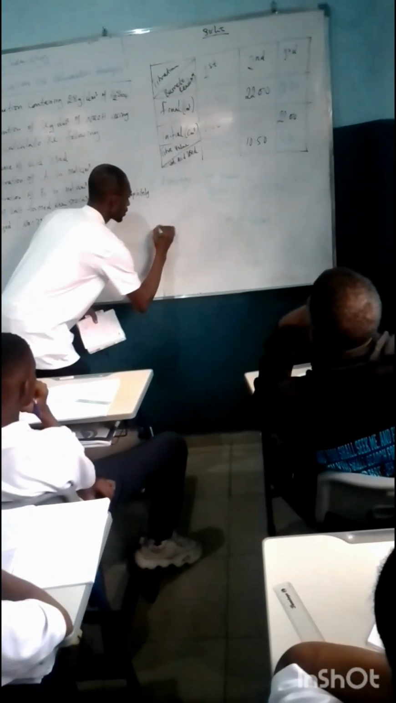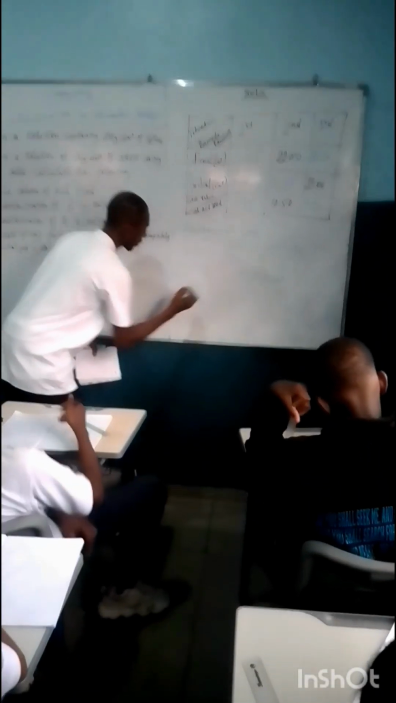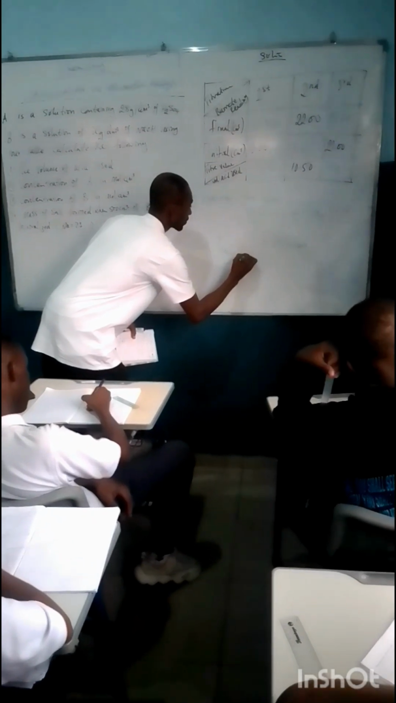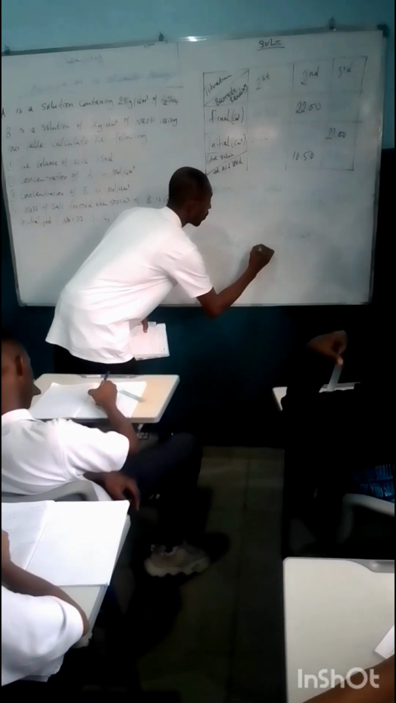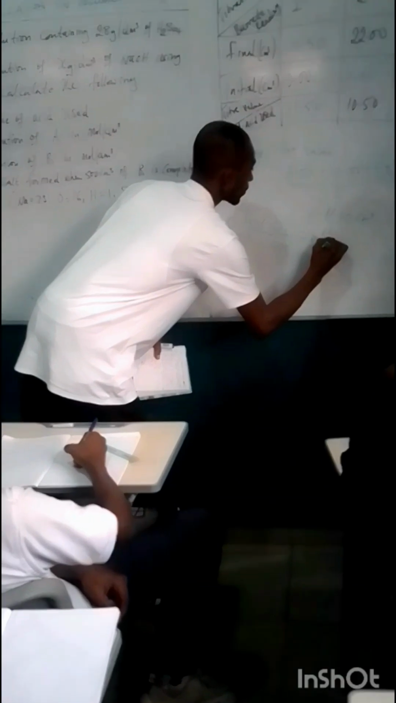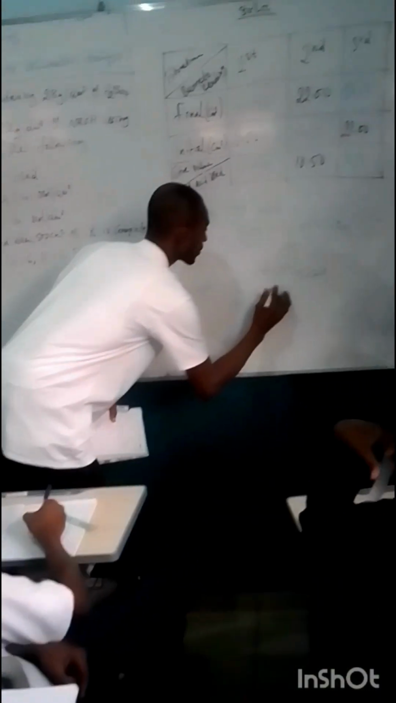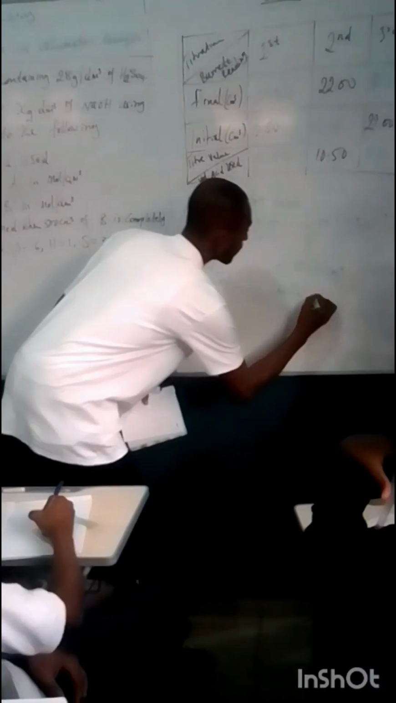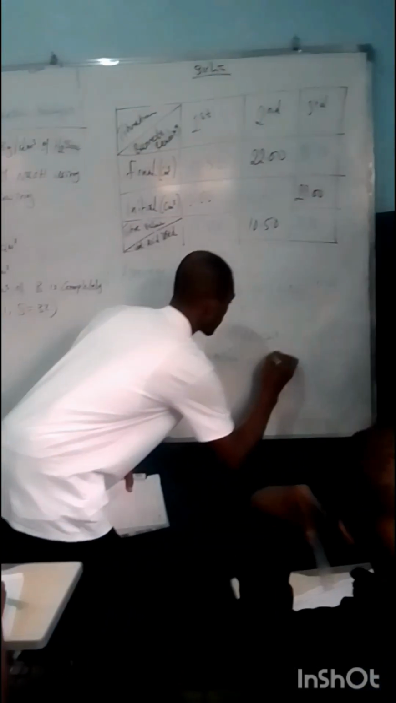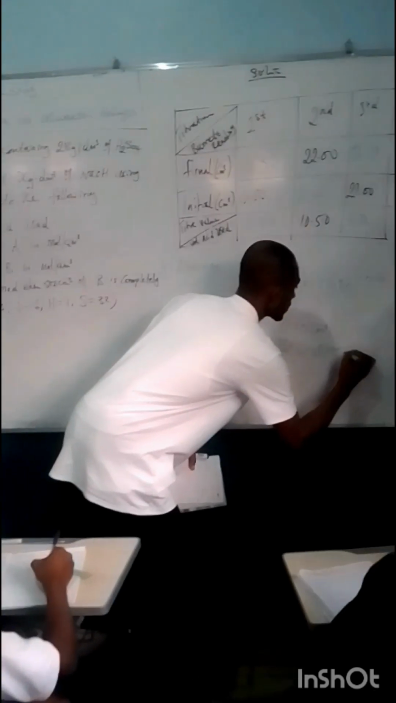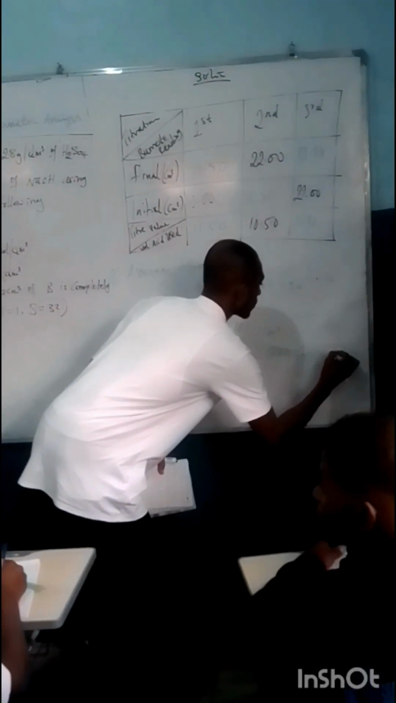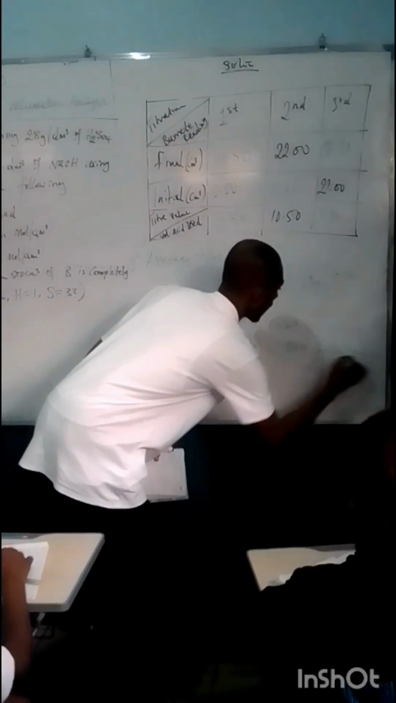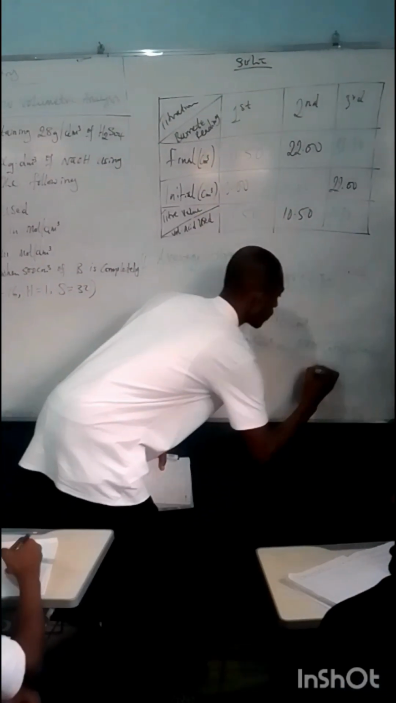So, concentration, I'm going to use conc as the short form, or solubility in mole per dm cube is given as mass concentration over molar mass.